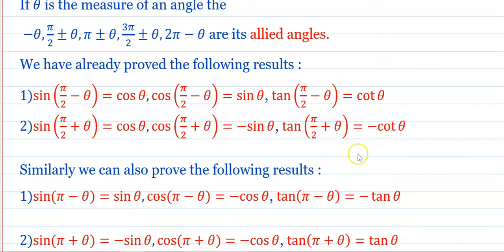These are all in the second quadrant. Tan of pi by 2 plus theta, again the function will change, means tan will become cot. Okay, and tan is negative in the second quadrant and hence here the minus sign.